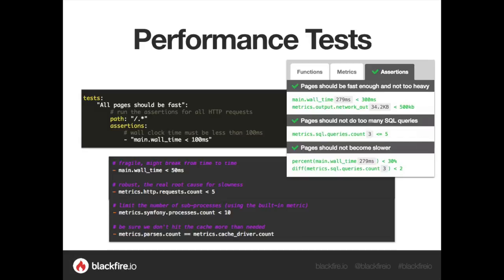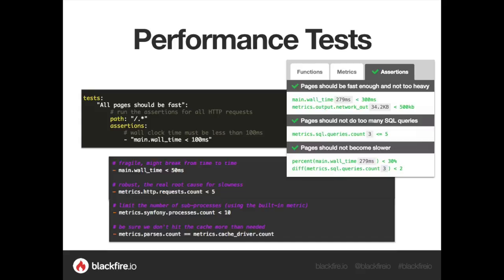So assertions are a great way to be sure that you don't have any performance regression, but that's also a great way to set expectations on your website. So you can say for all the web pages, I don't want any web page to take more than 100 milliseconds to be rendered by PHP. So the performance tests that you can write can be on a specific HTTP request, or for all HTTP requests. So you can set your own expectation for all the libraries that you are using on your website.